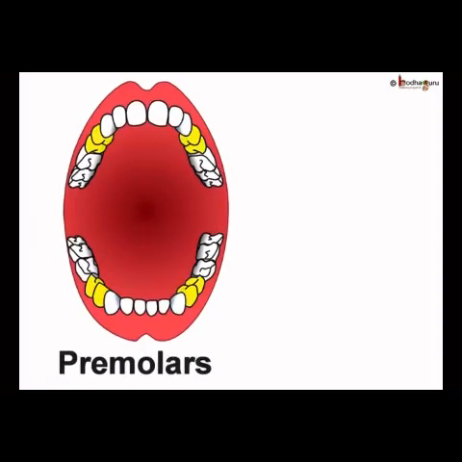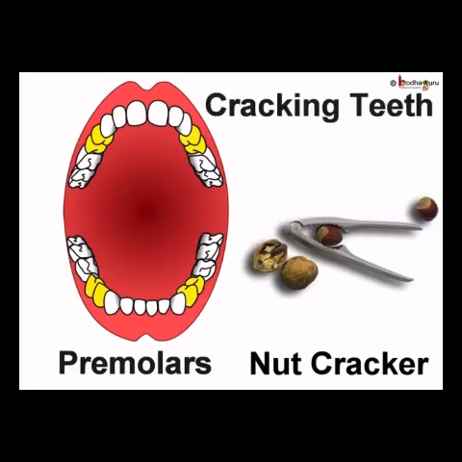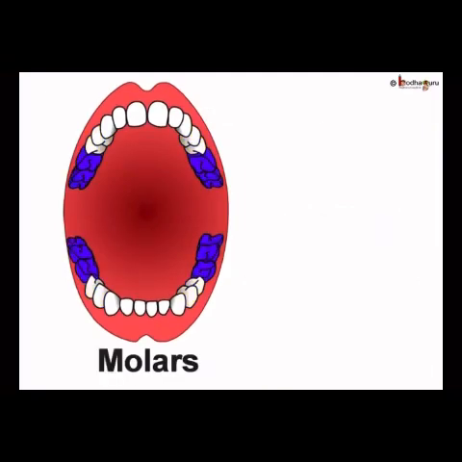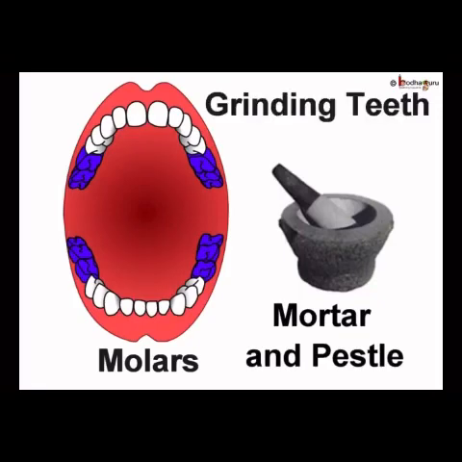Premolars are broad and flat and act as nut crackers. They are next to the canines, 4 in each jaw. They are known as cracking teeth. Molars are broader than the premolars. They are used for grinding the food. Their job can be compared to a mortar and pestle used for grinding. There are 6 molars in each jaw. We should grind up food until it's small enough to swallow. They are known as grinding teeth.